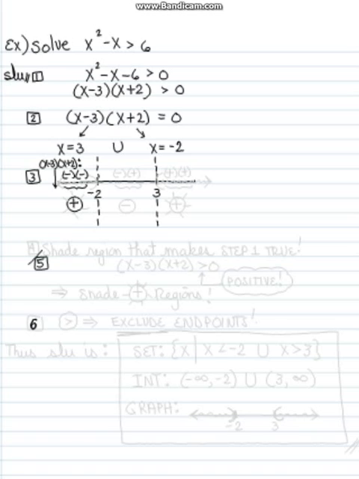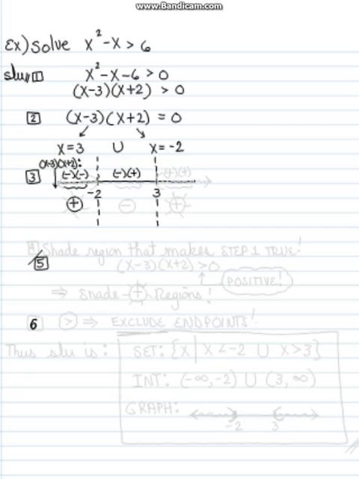Choose any value in there that's not on the endpoints, negative 2 or 3. Choose any value in between. Plug it in for x into the two factors, and then see if your result is positive or negative. Okay, so we'll choose, let's say, x equals 0.